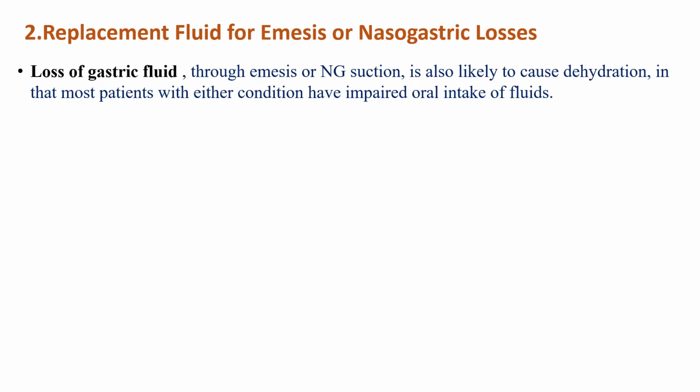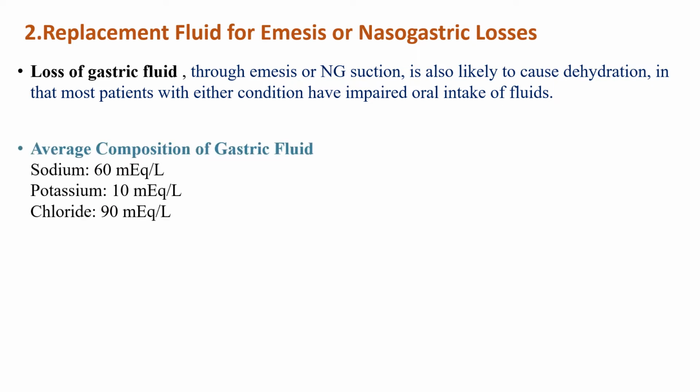The other is replacement fluid for emesis or nasogastric losses. Loss of gastric fluid through emesis or NG suction is likely to cause dehydration, in that most patients with either condition have impaired oral intake of fluids.